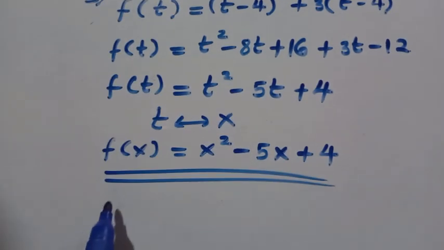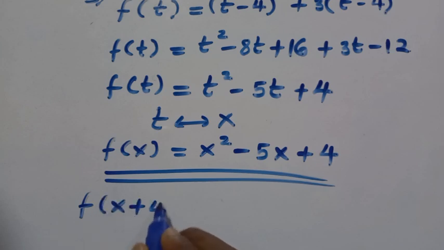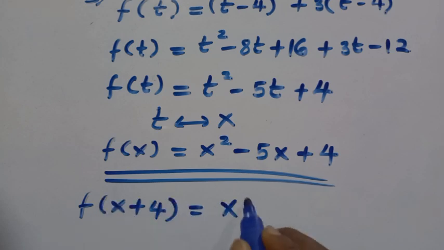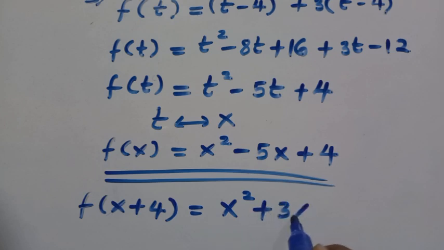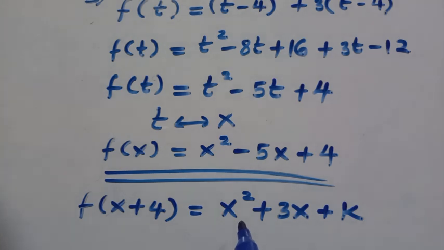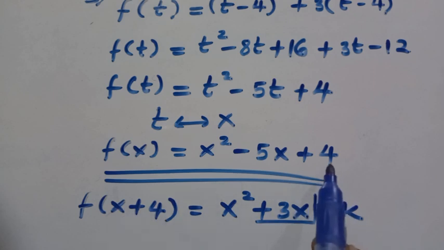So from the first term, which is from the question, we have an incomplete equation, which is f of x plus 4 equals x squared plus 3x. So this is missing a constant term. Let's just say k. So it shows that for f of x plus 4 here, we do not have a constant value, but for f of x, we have a constant value.